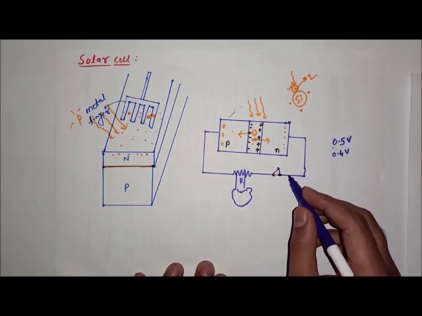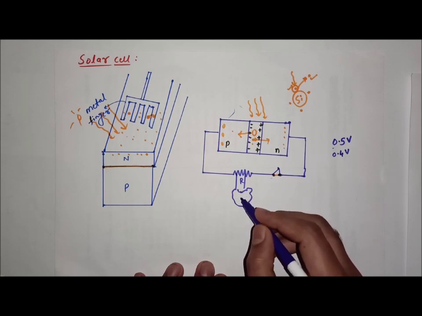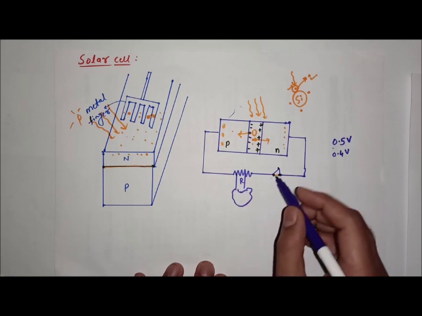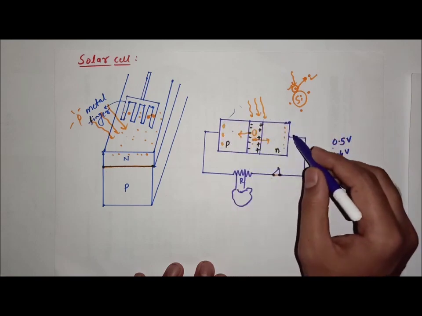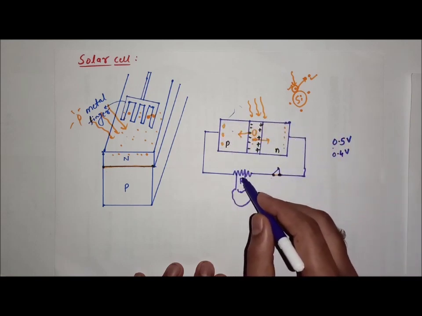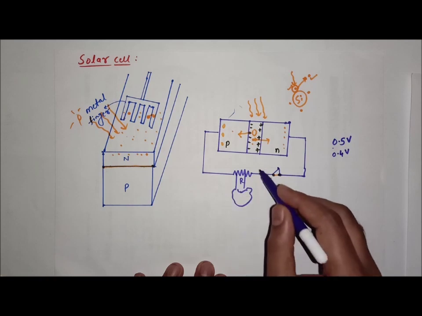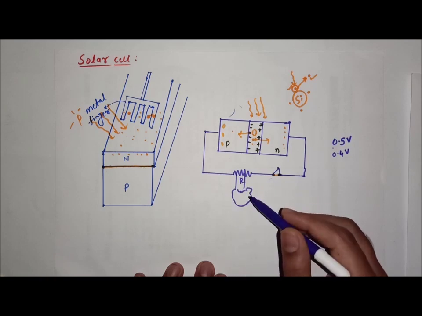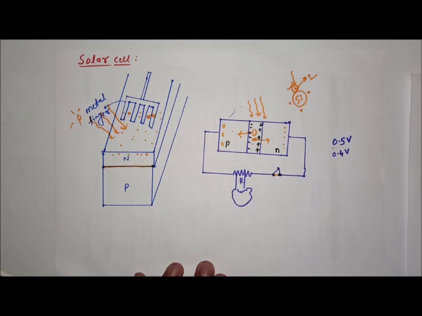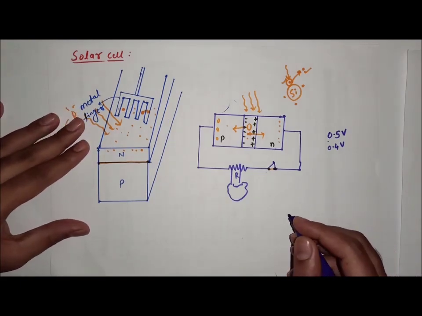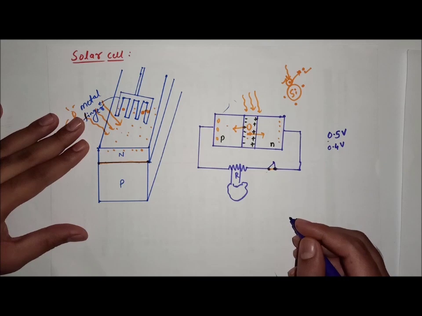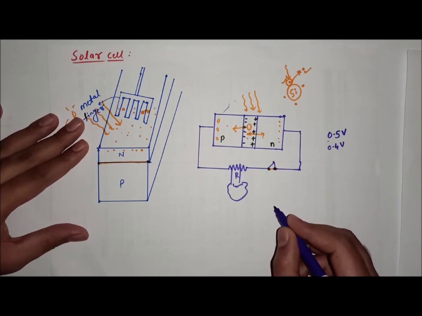If you close this, what happens? The bulb can glow, right? So this ordinary solar cell can be used for generating power, and that power can be utilized. And what are the uses of this? We will see. Before looking at the uses of this, let us study the VI characteristic of the solar cell.